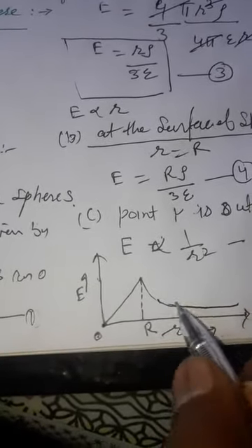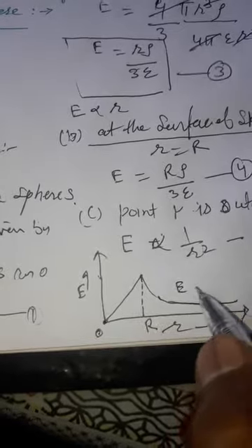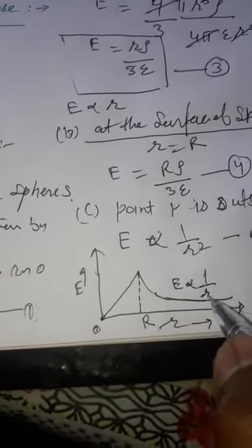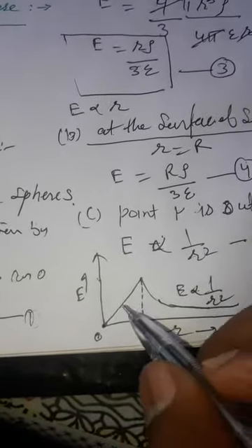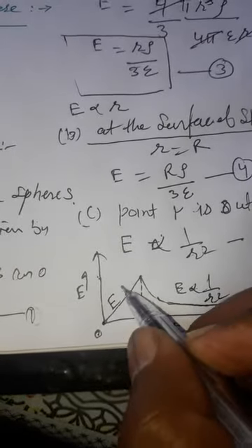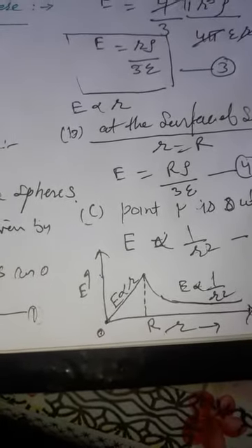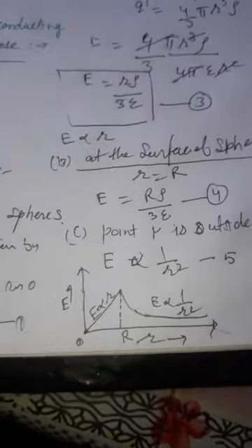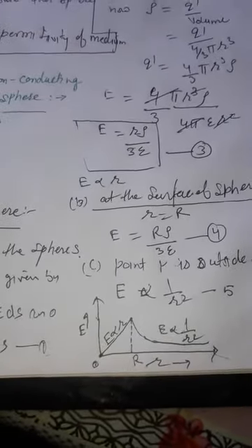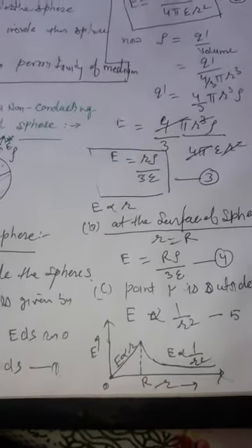This part of the curve represents that the electric field is inversely proportional to r square, and this part represents that the electric field is directly proportional to r. So this is all about the electric field due to a charged solid sphere. Thank you very much.